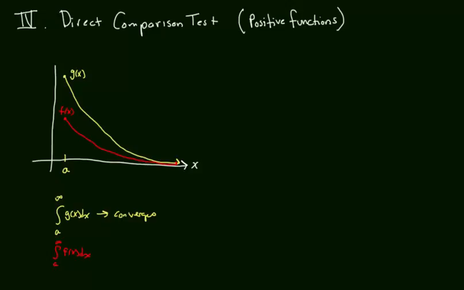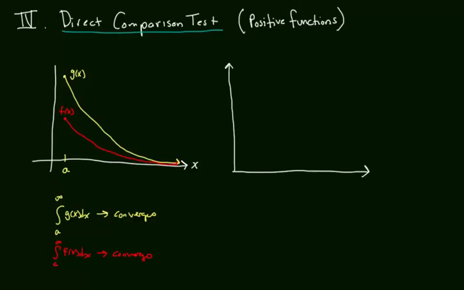You could probably guess then that if we know that the integral of g of x converges from a to infinity, then if f of x is less than or equal to it, then we would say that it also converges. And that's the logic behind the direct comparison test. Okay, so let's take a look at another scenario.